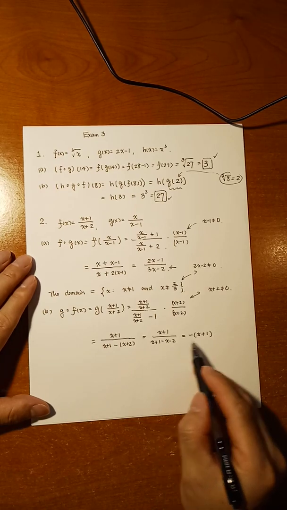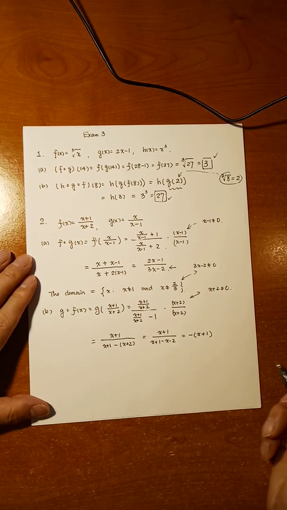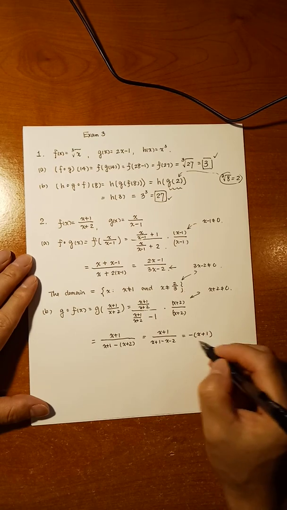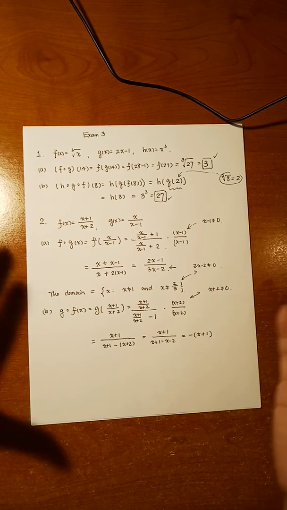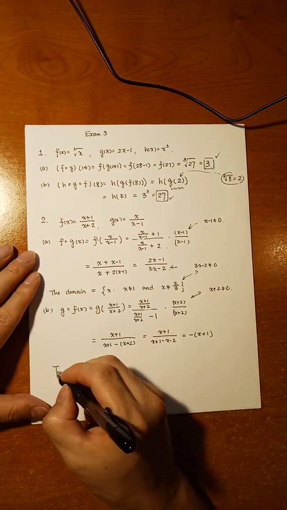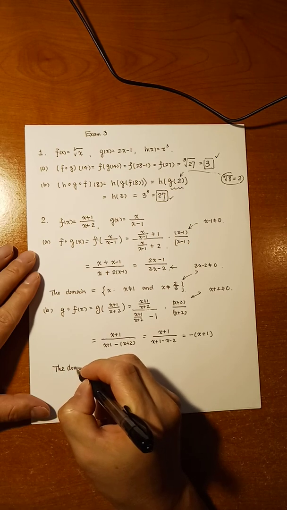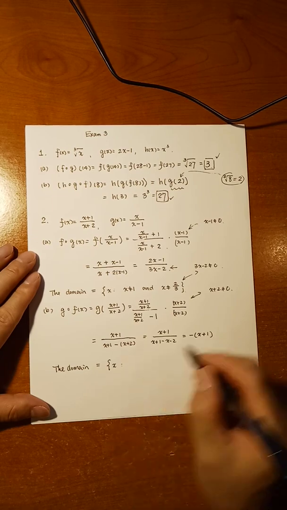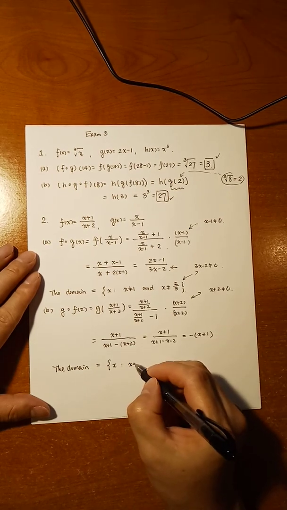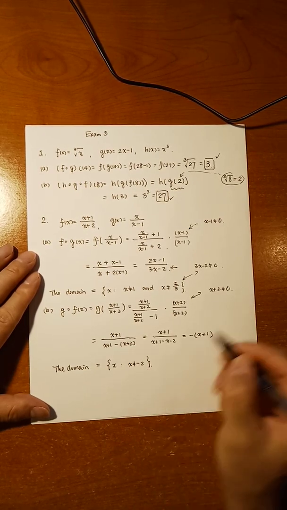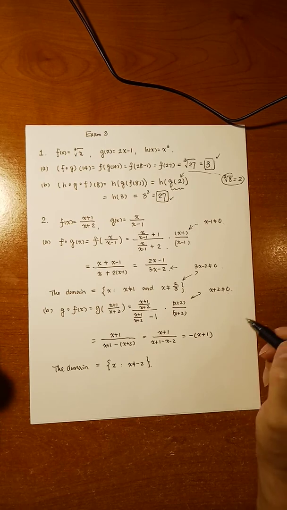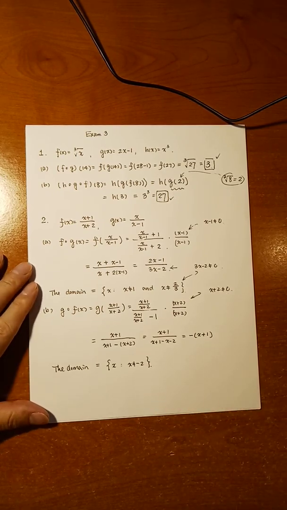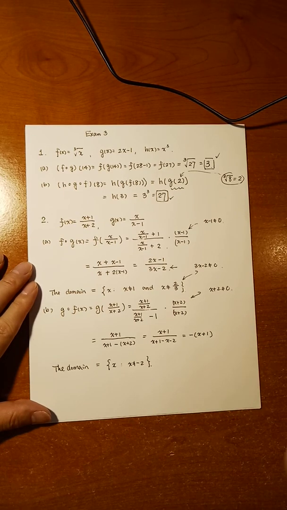x cancels. 1 minus 2 is negative. So it's x plus 1 over negative 1, and here there's no restriction, no bad point. So the domain is the set of all real numbers except the point negative 2. So this is the domain. All right, so that's the second problem.